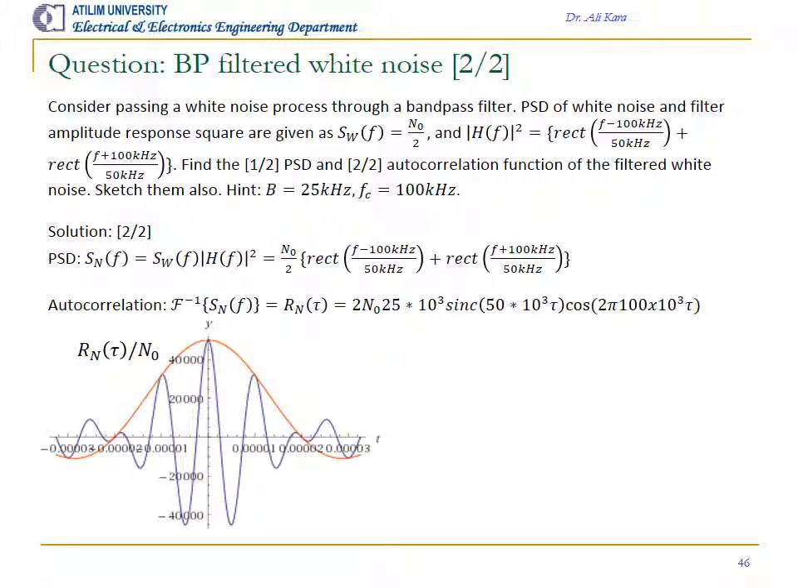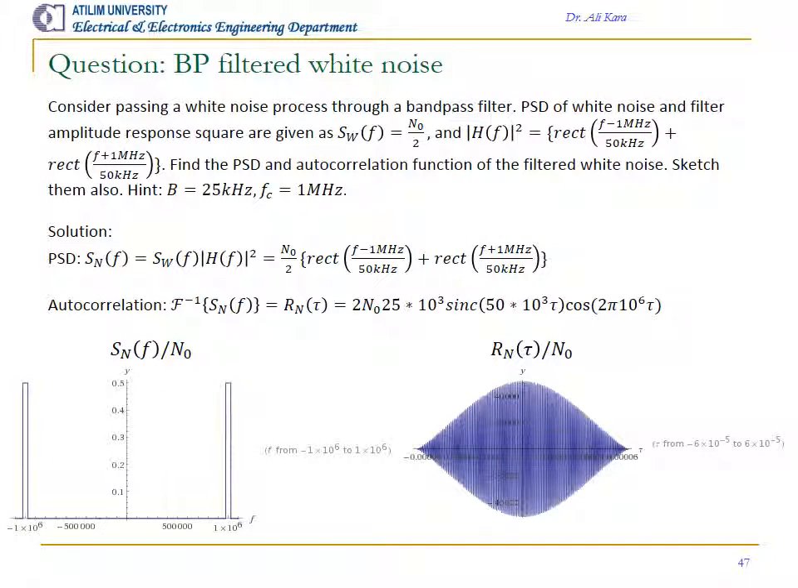Solution. Part 2. Now that we know the power spectral density of the bandpass filtered white noise, the autocorrelation function can be found by taking the inverse Fourier transform of it. This figure is also normalized to N0. And for better visualization, along with the autocorrelation function drawn in blue, the envelope, which is a sinc, is drawn in red.